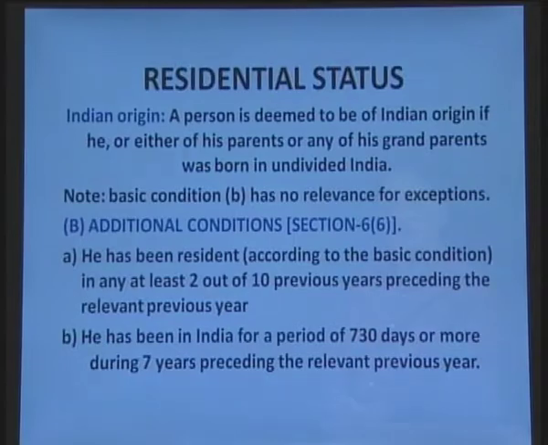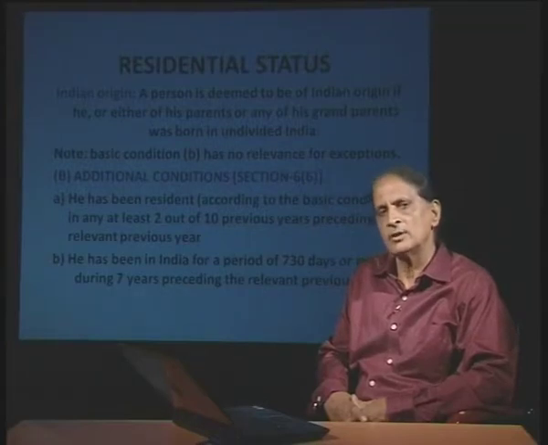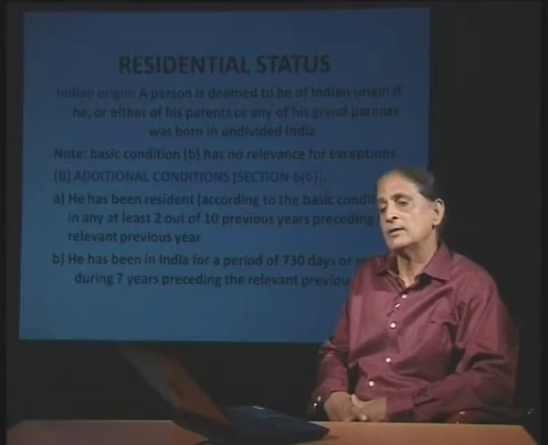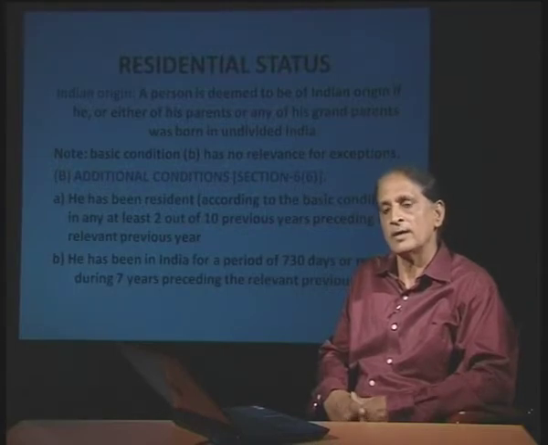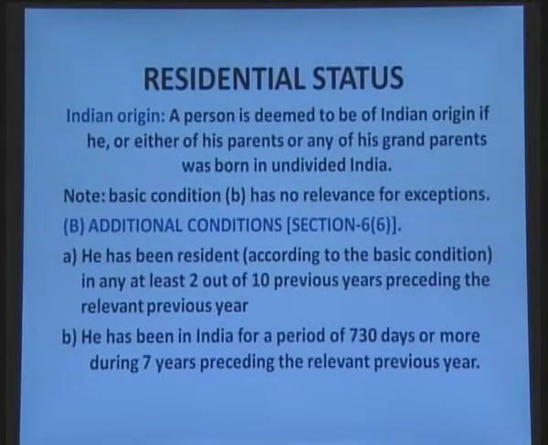It means if an individual wants to satisfy the first additional condition, he is simply required to be in India for either 182 days, or 60 days in the previous year and 365 days in the last 4 years. We can say that the first additional condition can be satisfied only when a person is able to satisfy any of the two basic conditions. And the second is that he has been in India for a period of 730 days or more during the 7 years preceding the previous year. The second additional condition can be satisfied only when an individual has been present in India for 730 days in the last 7 years before the previous year.